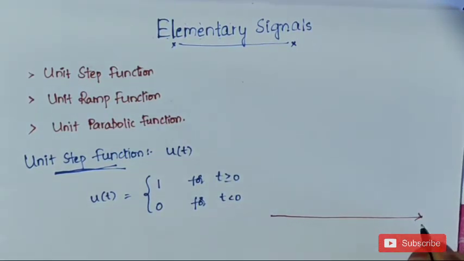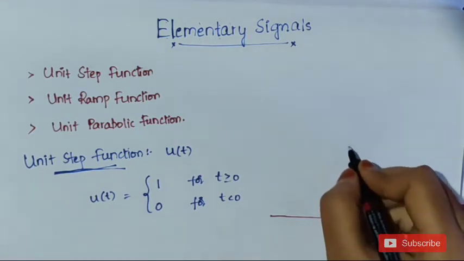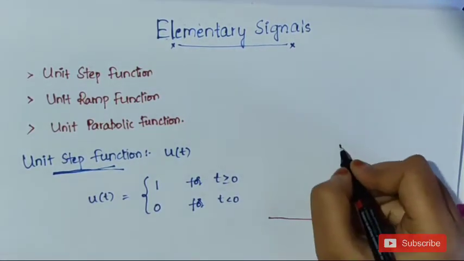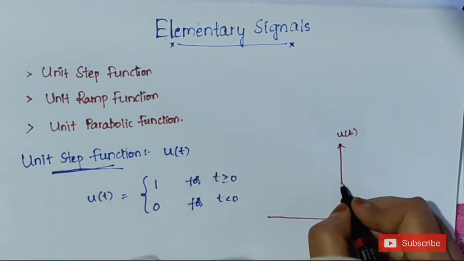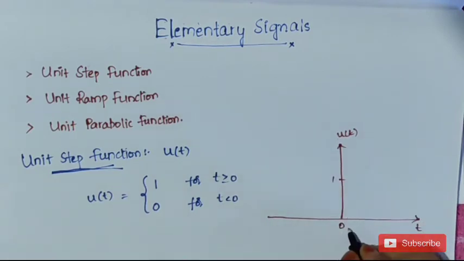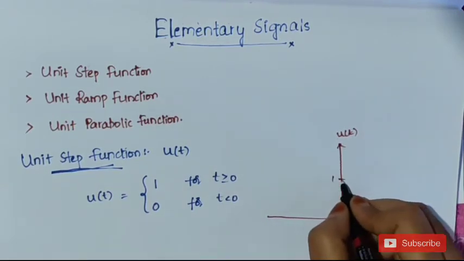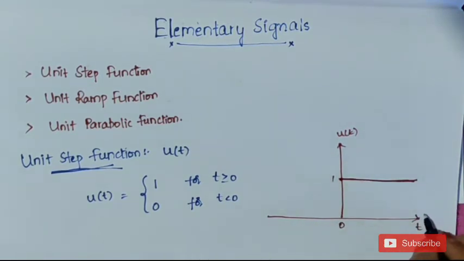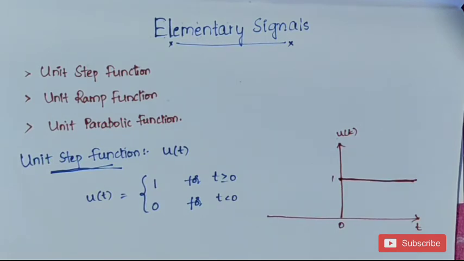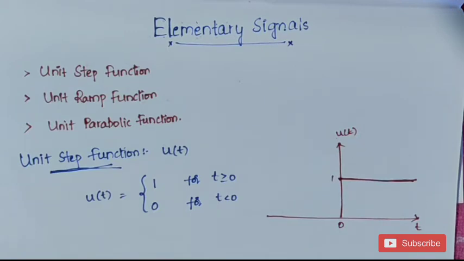Consider this as the x-axis, and t is taken on the x-axis. It is u of t. Here at 0 the value is 1, and greater than 0 the value is also 1. So the signal moves like this. The value of u of t is 1 for t greater than or equal to 0 and it is 0 for t less than 0. This is a continuous time unit step function.